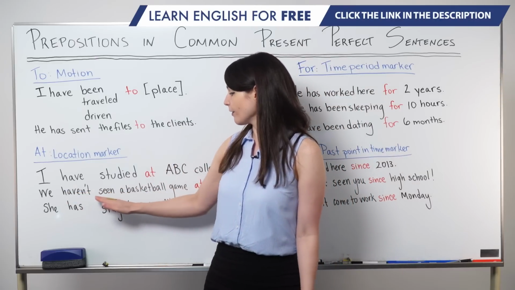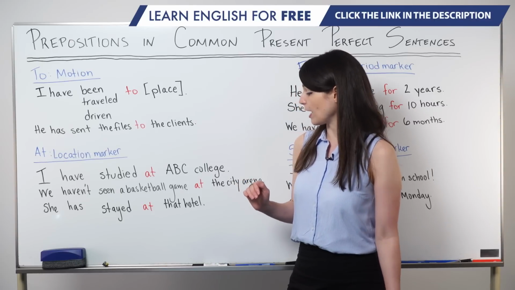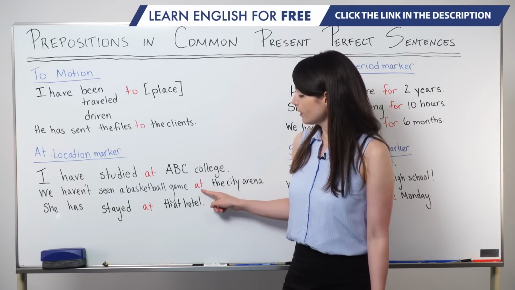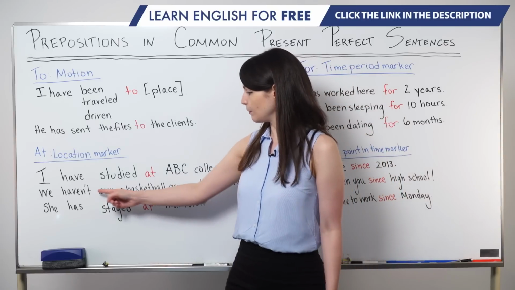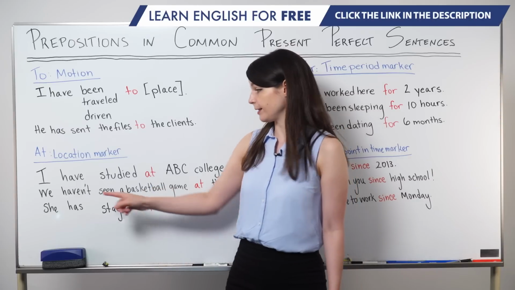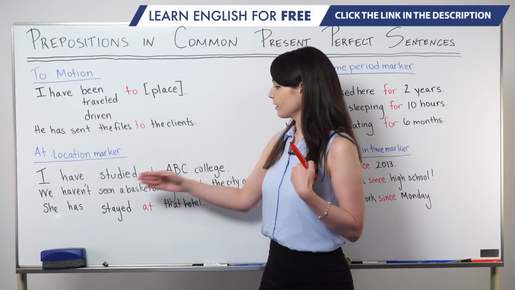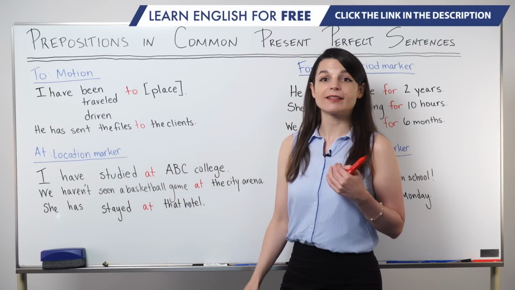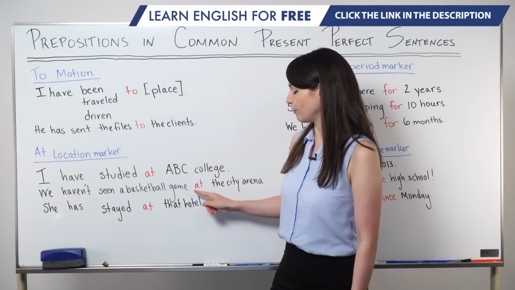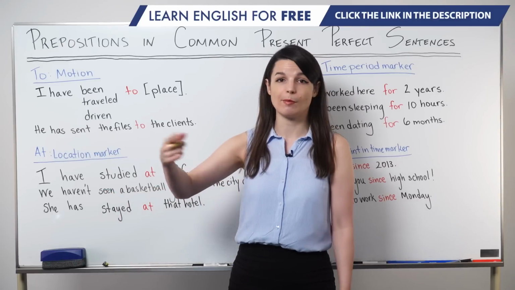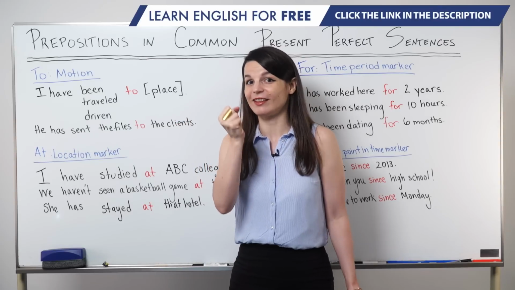Another example, we haven't seen a basketball game at the city arena. So again, at is marking this specific location where an activity, seeing a basketball game, happens, or in this case, has not happened. So the speaker is saying, we have not had the experience of watching a basketball game at this arena. So we're marking the location with at. My verb is see here. Again, we're not talking about motion or movement. We're talking about staying in one place and doing something in that location.